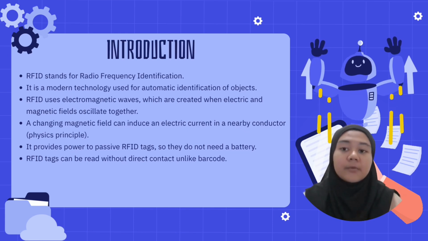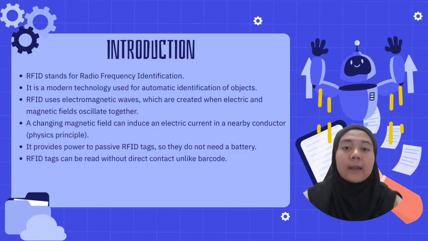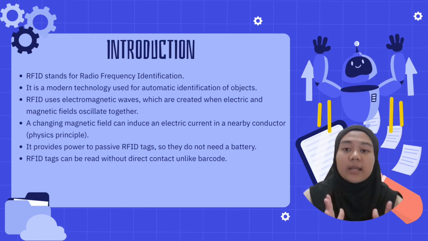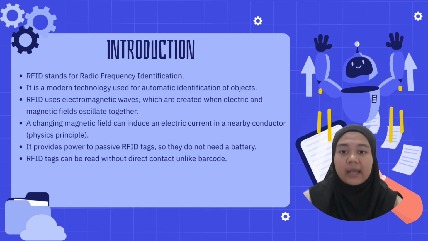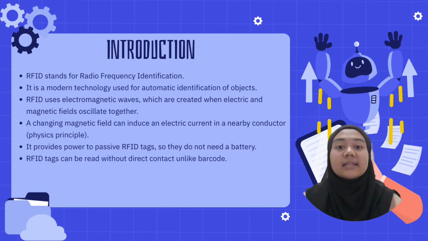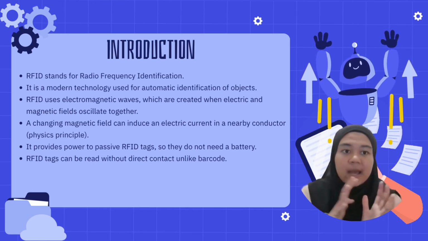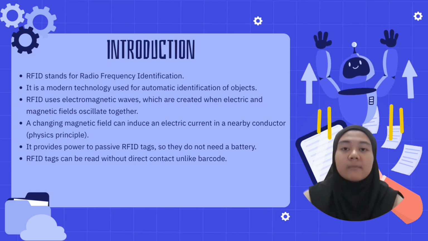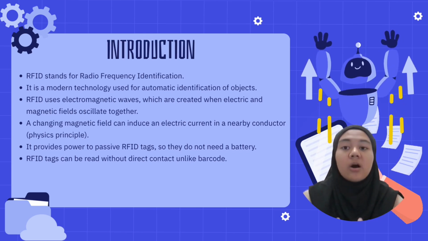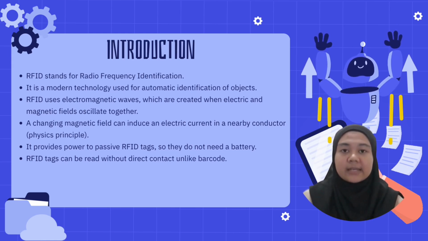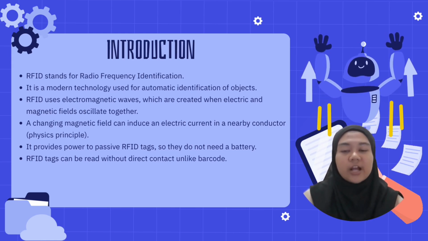RFID tags can be read without direct contact, unlike barcodes. And lastly, RFID does not require line of sight scanning. This means the reader can detect tags even if they are inside a box, behind an object, or at some distance. Barcodes, on the other hand, must be visible and aligned with the scanner. I think that's it for the introduction.